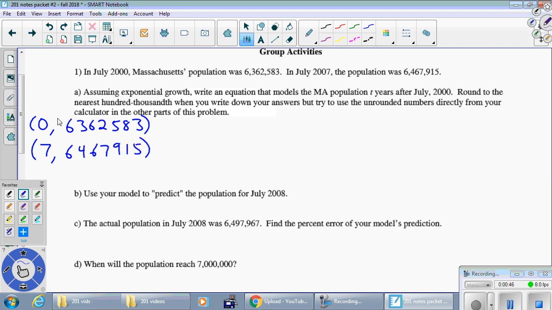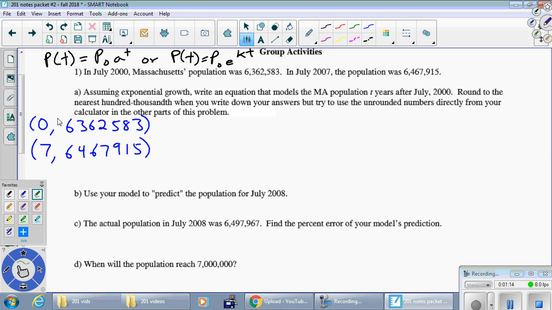Okay, and we've already seen how to get the equation of an exponential function that goes through 2 points. So you've got two choices here. You could either do P of t equals P sub 0 a to the t, or you could do P of t equals P sub 0 e to the kt. Makes absolutely no difference which one you do, but I'm not going to do both here. I'll just do the first one.